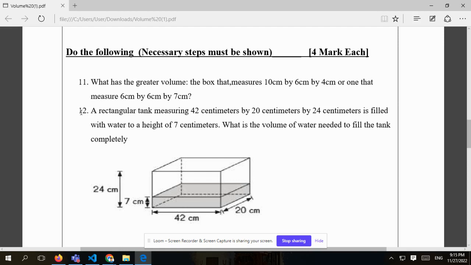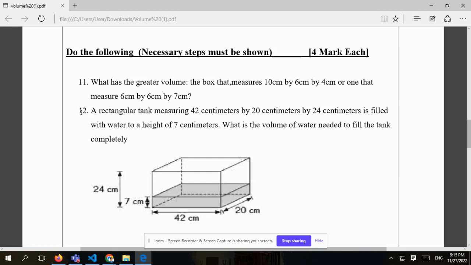So what will this be? 10 into 6 is 60, multiplied by 4 is 240 centimeter cube. And then V2 is 6 by 6 by 7. 6 times 6 is 36, multiplied by 7. 7 times 6 is 42, and 210 plus 42 is 252.